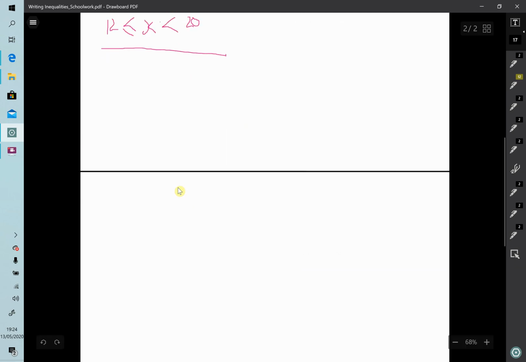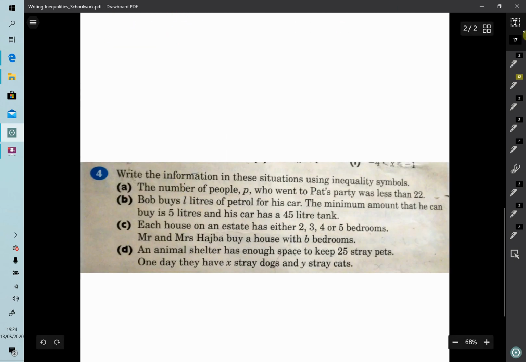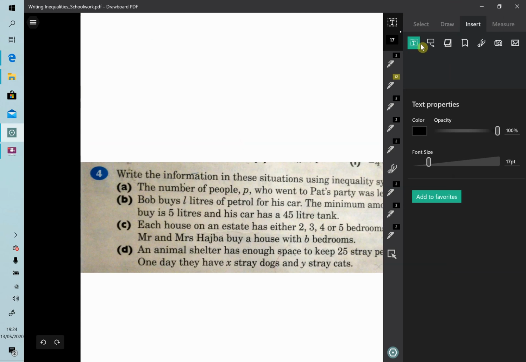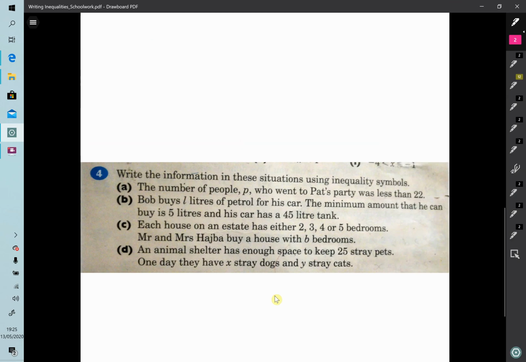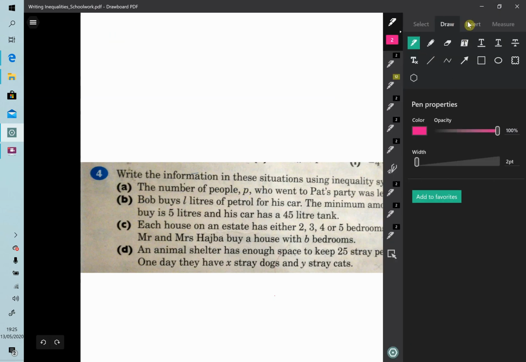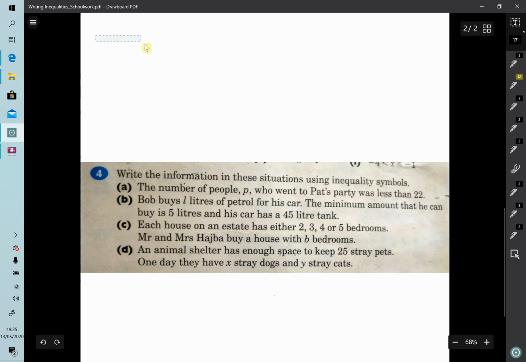Now we're going on to these scenarios. Here it's just writing the inequality symbol, so we don't need to draw the number line. We've got the number of people, P. Now we're going to represent our inequality symbol for letter A using the letter P. Okay, and I write it down. I need to do it this way, guys, because it's very hard. I want to increase the size. Good, all right, this is so much better.